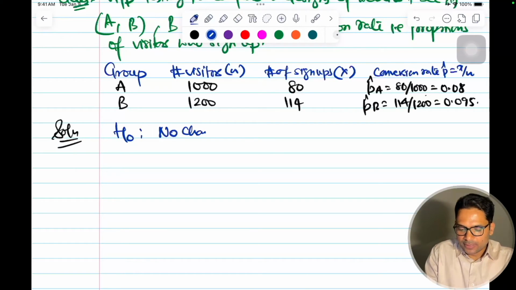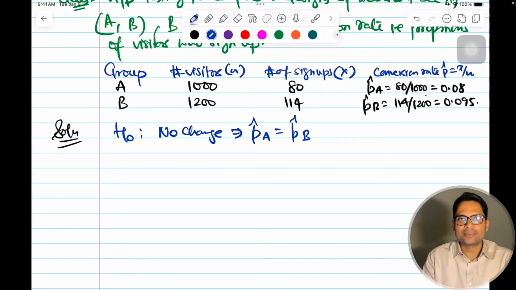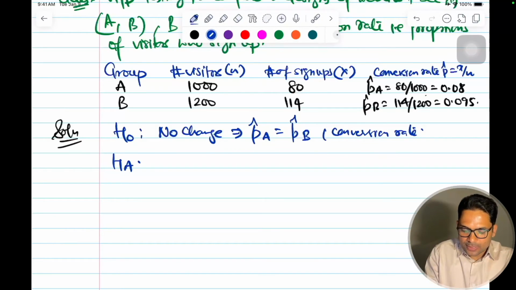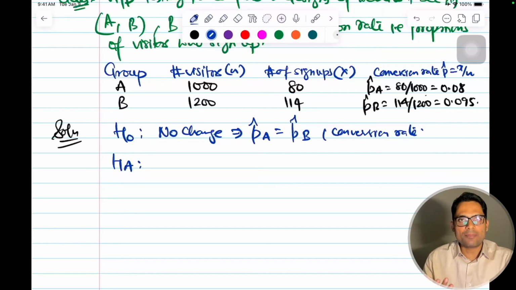No change. That implies proportion A is equal to proportion B. There is no change in conversion rate. That's what null hypothesis means. Nothing has changed. There is no difference. Status quo is maintained. And what is alternate hypothesis? So that's the claim that I am making. Depending upon that, the kind of test, whether I am doing a right tail test or left tail test, one-sided test or two-sided test, that will be determined.